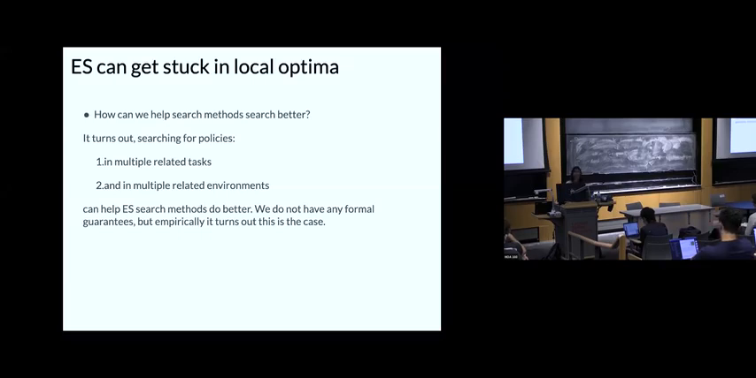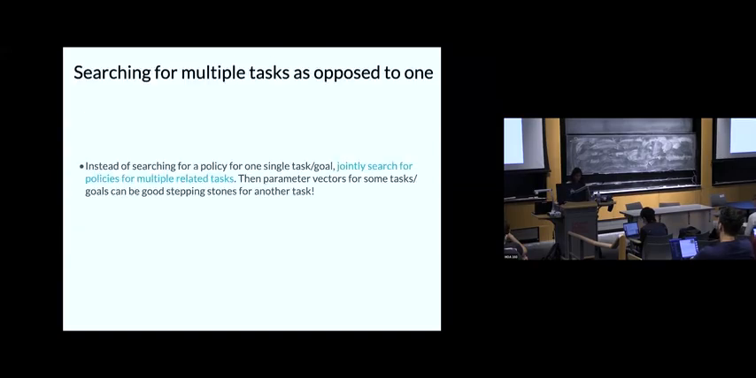By the way, we don't have any guarantees about this. These are all empirical results, just to be clear. So the idea is the following. Instead of searching for a policy for one single task or one specific goal, jointly search for policies for multiple tasks. Then parameter vectors for some tasks and goals can be good stepping stones for another task.